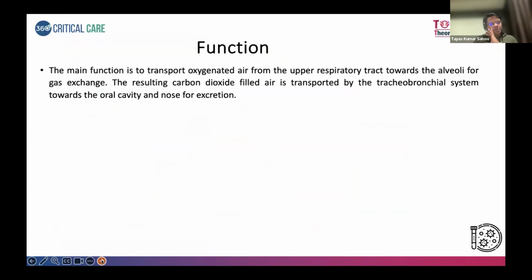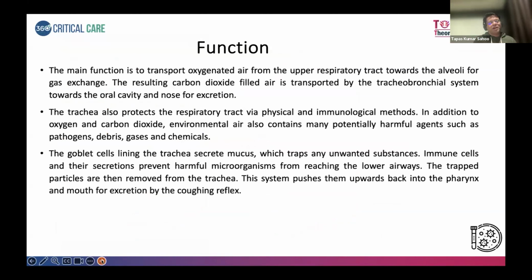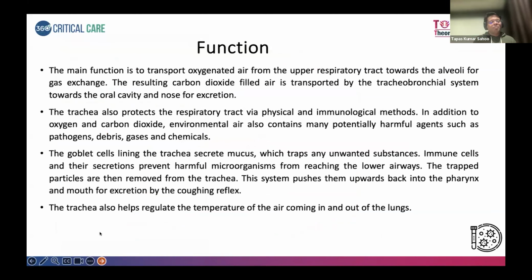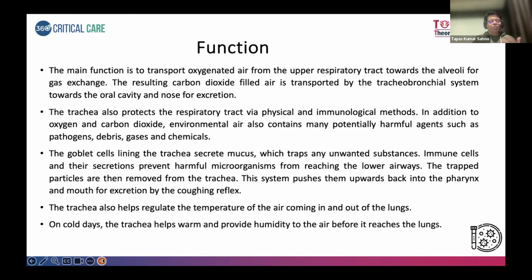The functions, I hope everybody can write about 4 to 5 lines, but you have to remember to mention the goblet cells, the mucus, then the physical and immunologic methods, then the transport of the oxygenated air from the upper respiratory tract towards the alveoli, then again the temperature regulation by making dry air moistened. So all these things you need to remember. And also finally the cough reflex, which would be one of the protective mechanisms. And on cold days, the trachea also helps in warming and providing humidity to the air before it reaches the lungs.